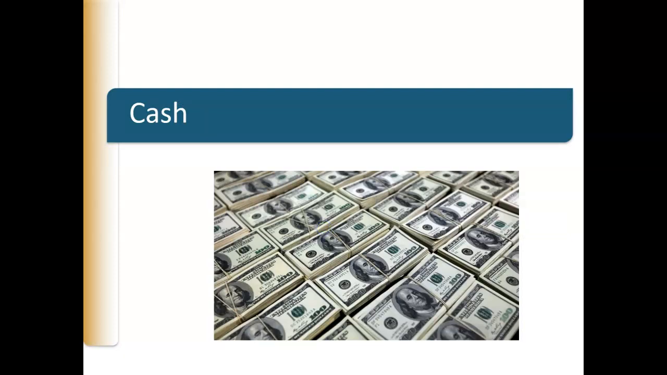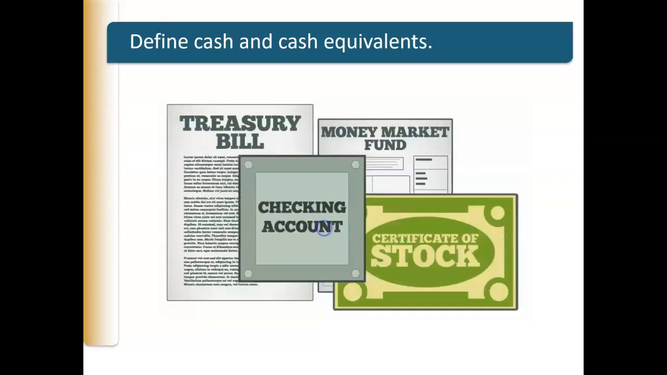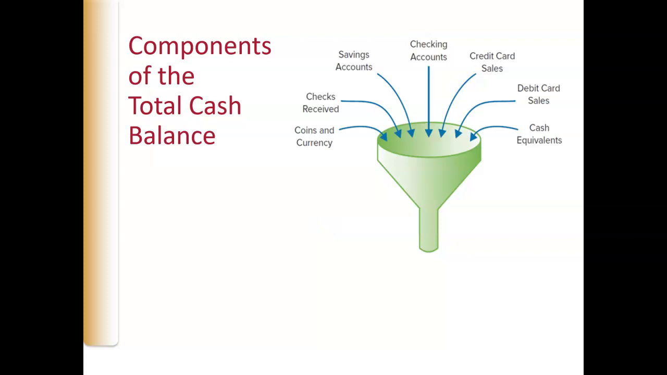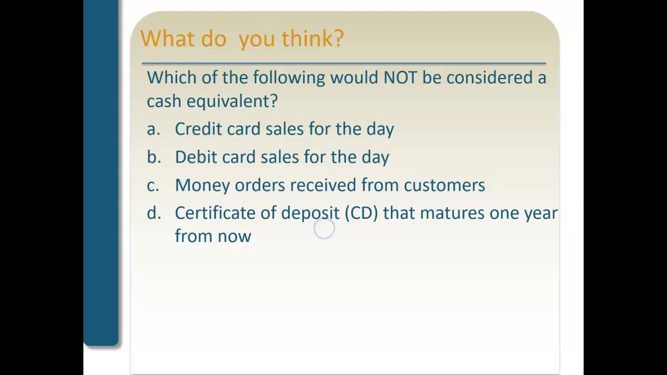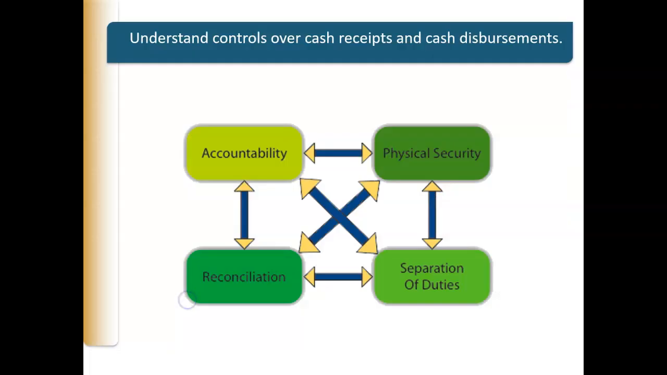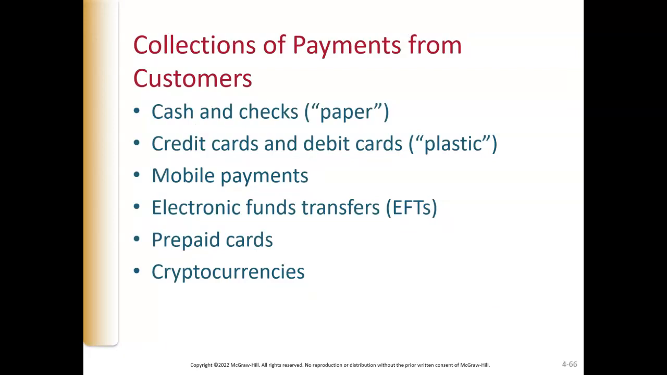So, the reason we're talking about internal controls is because cash is a huge risk item. Cash and cash equivalents can be coins, checks, savings accounts, checking accounts, credit card sales, debit card sales, and cash equivalents. It's not just a green dollar, okay? Which of the following would not be considered a cash equivalent, guys? What do you think? I'll help you on this. Cash is a current asset. D is not a current asset because D isn't going to be matured for a year, right? Correct.